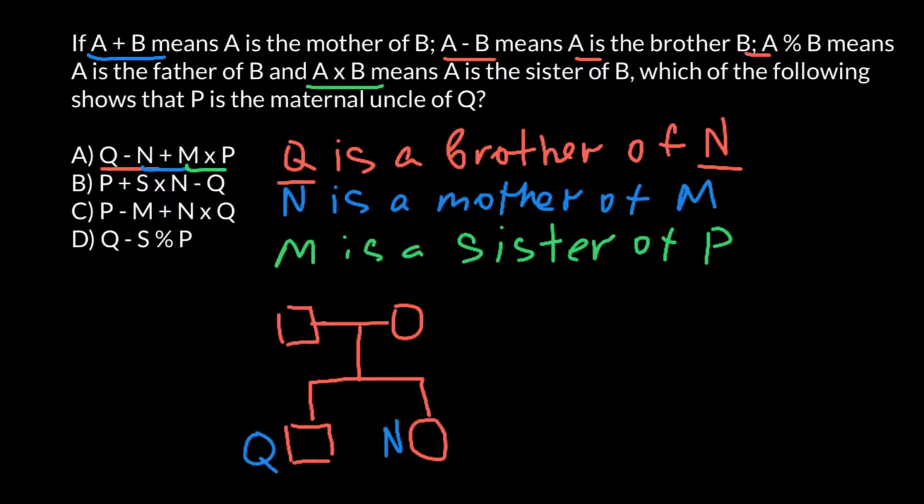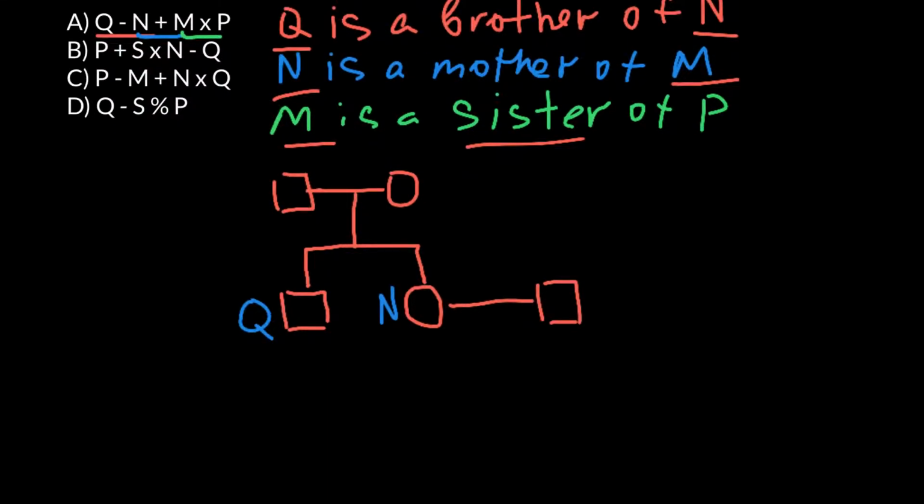So next we know that N is a mother of M, and M is a sister of P. So N should have a husband, and she is a mother of M. So we put a circle for M, sister of P. So we basically have to add P, but nothing is said about the sex or gender of P. So this is person P. Okay, we have built our pedigree.